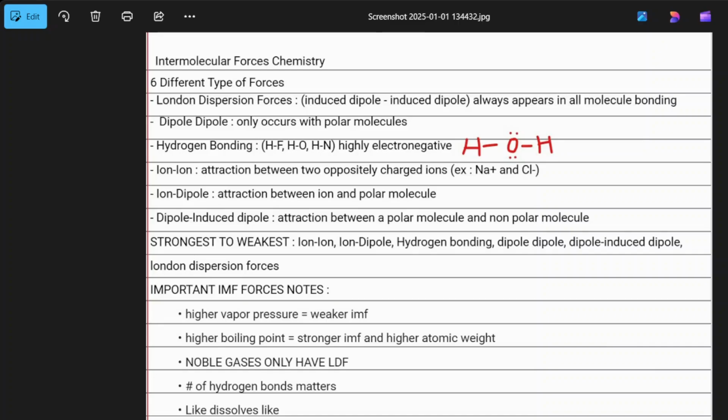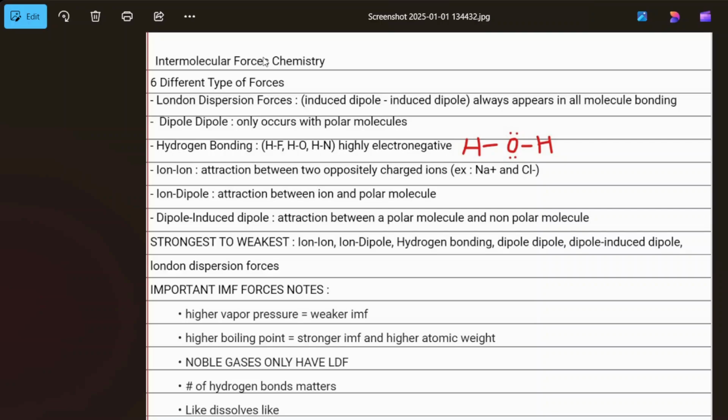Okay, today we're going to be talking about intermolecular forces in chemistry. So, there's 6 main different types of forces that you're definitely going to hear. And those are London dispersion forces, dipole-dipole forces, hydrogen bonding forces, ion-ion forces, ion-dipole forces, and dipole-induced dipole forces.